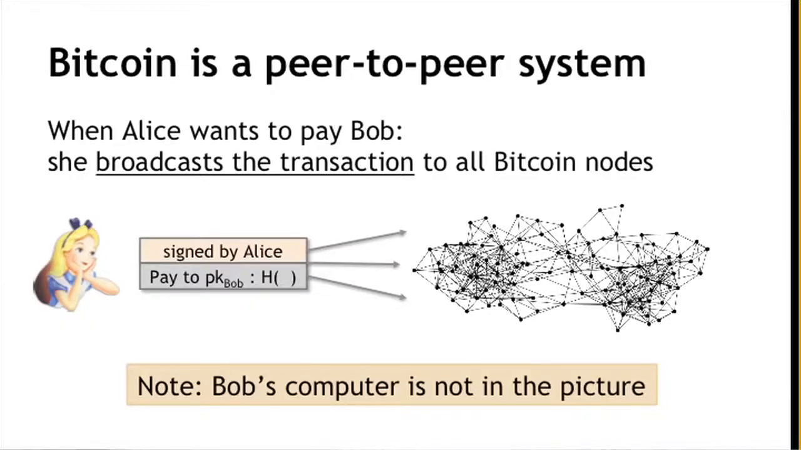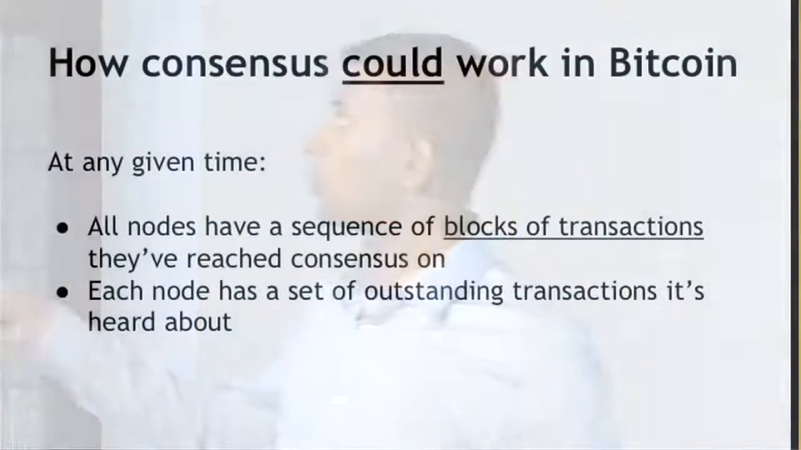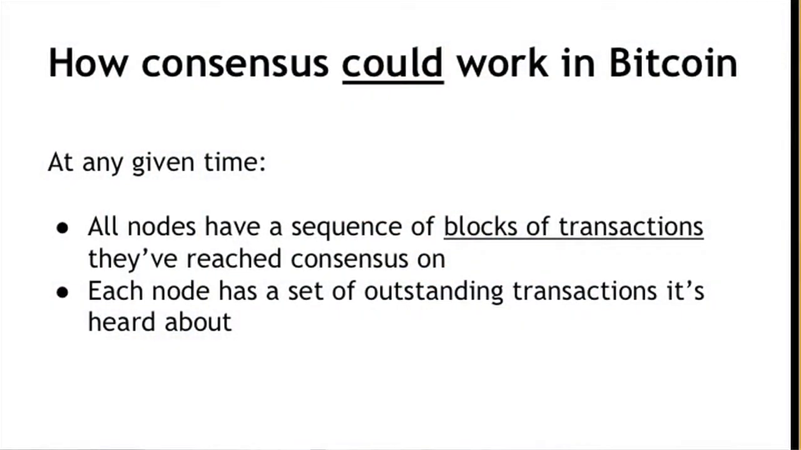So given this peer-to-peer system, what is it exactly that the nodes might want to reach consensus on? Well, given that a variety of users are broadcasting these transactions to the network, what everybody wants to reach consensus on is exactly which transactions were broadcasted and the order in which these transactions happened. So what does that mean specifically? How consensus could work in Bitcoin is that at any given time, all the nodes in the peer-to-peer network would have a sequence of blocks of transactions that they've reached consensus on.